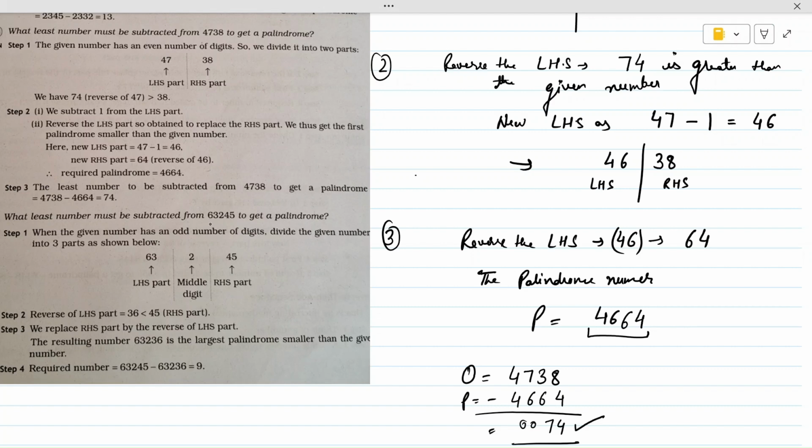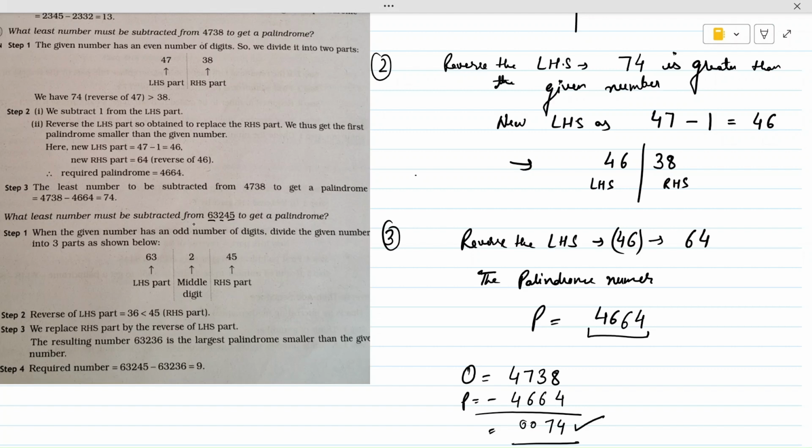Now in this case, when we have the odd number, we divide the number into 3 parts: the left hand side, the middle number, and the right hand side. So we have done the same thing here. As part of step 1, we have split this number into 3 parts. The first one is the left hand side, then we have the middle number, and last we have the RHS part. Okay, so this is the first part of the question.